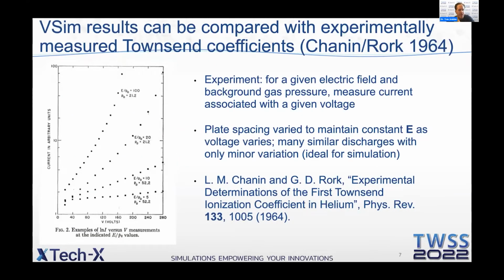Experimentally, if you were to go and compute the Townsend coefficients, you would do something like was done in this paper in 1964. You fix the electric field essentially, and then change the voltage and the plate separation concurrently so as to maintain that fixed electric field. And then you just do a scan in voltage, and then you look at the current that you get for various values of the pressure and of the field.